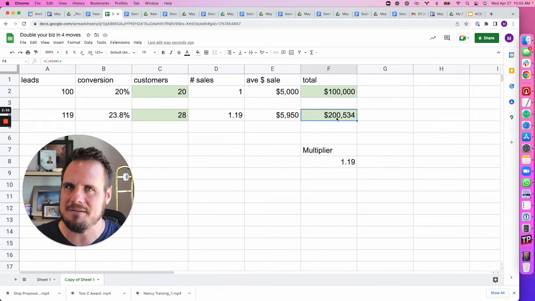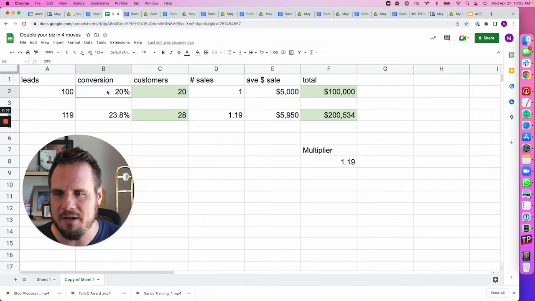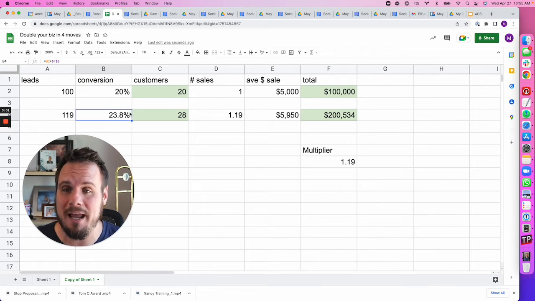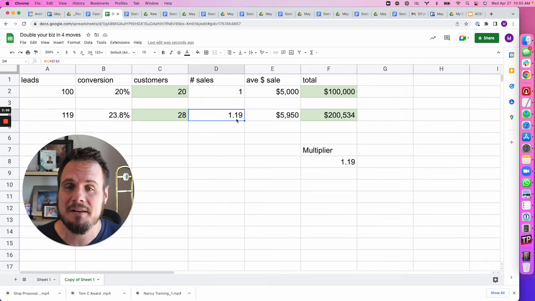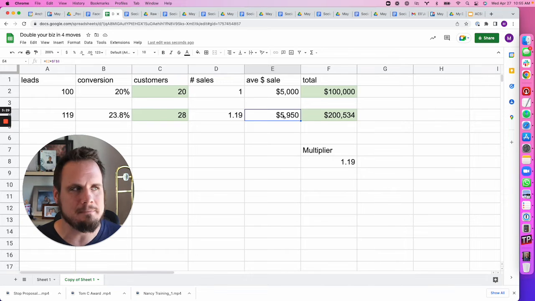That doesn't sound as difficult as saying I need 100 more leads, right? In conversion rate, you have to ask yourself, how can I get a 3.8% improvement on my conversion? That could just be closing one more deal, right? Number of sales, how can I get just 19%, roughly 2 out of 10 prospects to come in to buy again? That seems a lot easier, right? Not so daunting as getting 100% of your clients buying twice. Average dollar sale, how could I increase from 5,000 to just under 5,900? That is not as big of a deal.